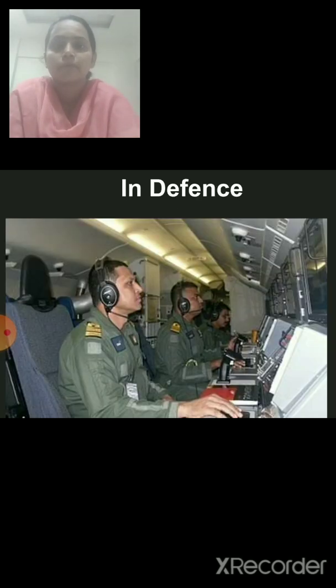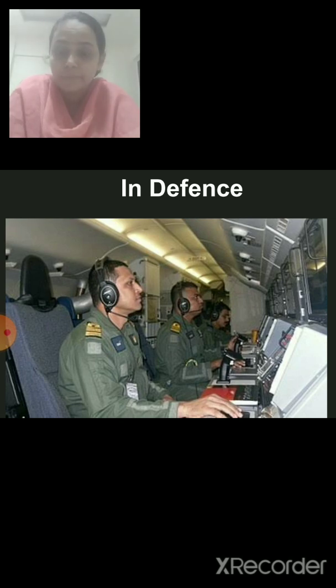Next, in defense, what is the use of computer in the defense? Do you know what is the use of computer? See, in defense, the computers are used to keep a track of incoming missiles, target them. Also, it is used to target the enemy force, to hold the documents and records. It is very useful in the defense also.